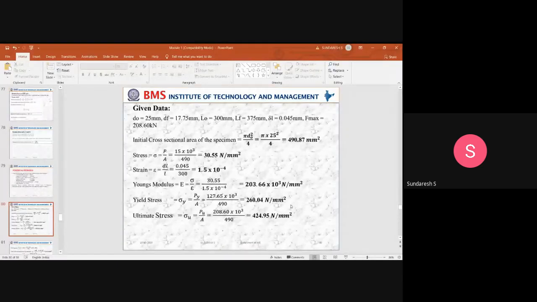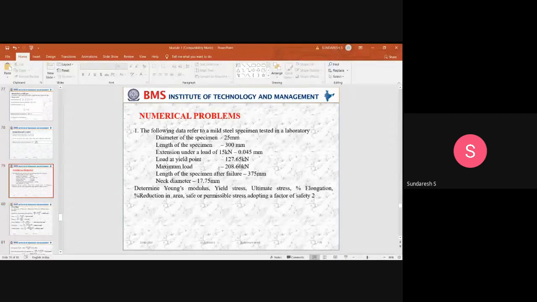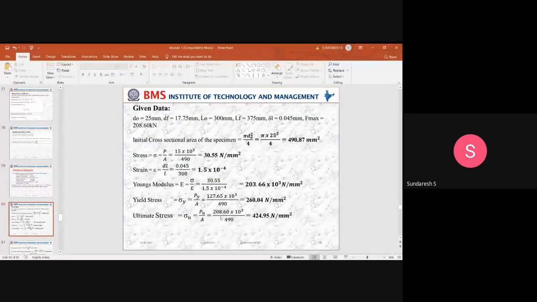Okay. Next, once you have got this value, the next thing is the ultimate stress value. What is the ultimate stress value? It is nothing but the maximum load divided by the original cross-sectional area. Maximum load is given as 208.6 kilonewton and original area 490.87. So substitute 208.6 into 10 power 3, because you are using kilonewton. Kilo is 10 power 3. Please be careful. Divided by 490.87. Please check the value as 427.95.